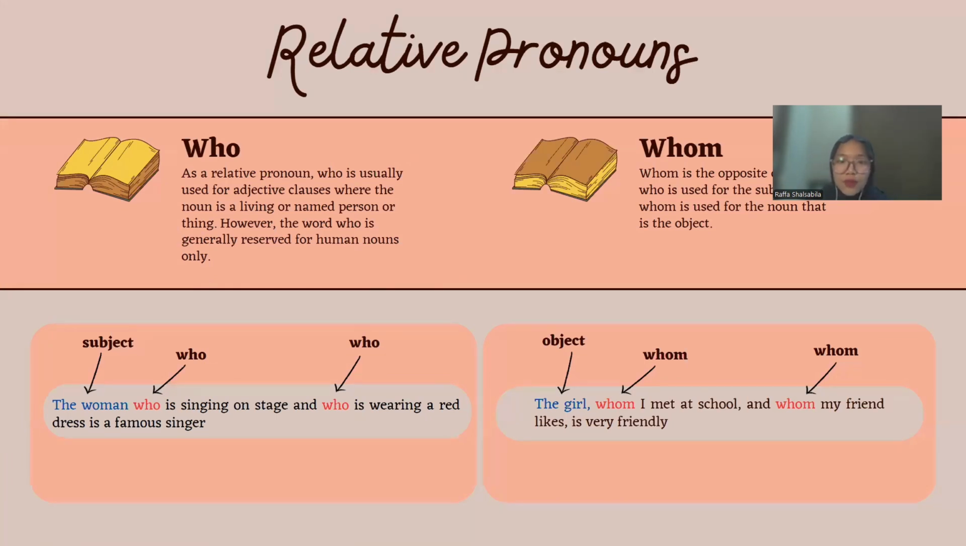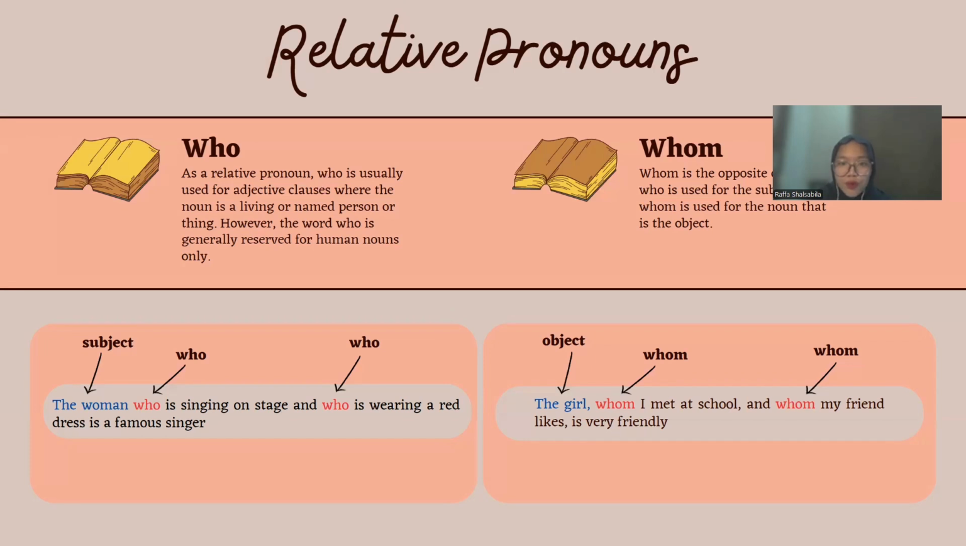For example, the woman who is singing on stage and who is wearing a red dress is a famous singer. Two adjective clauses describing one noun, namely the woman. The first clause, who is singing on stage, explains that the woman is singing on stage. The second clause, who is wearing a red dress, explains that the woman is wearing a red dress. Both clauses are connected by the conjunction and both describe the noun the woman. The main clause is the woman is a famous singer.